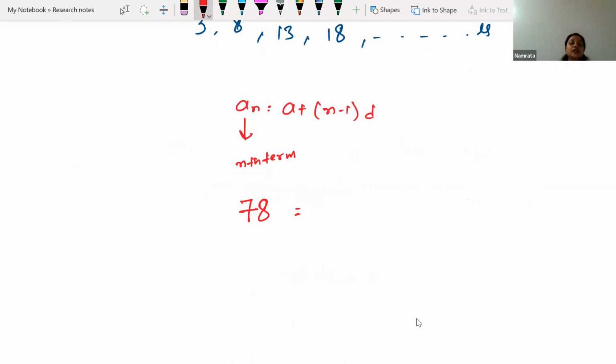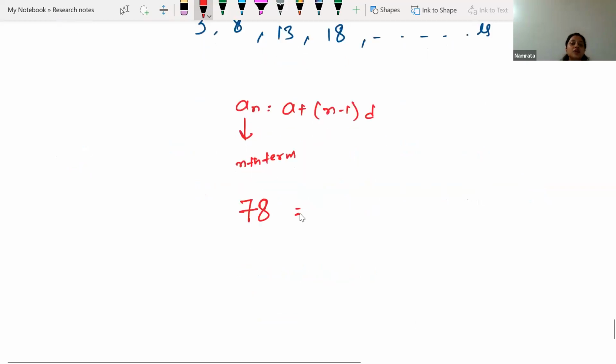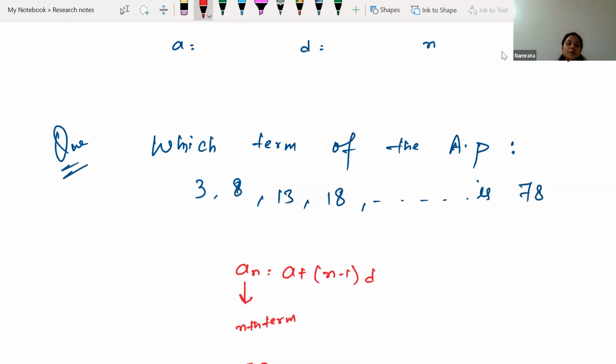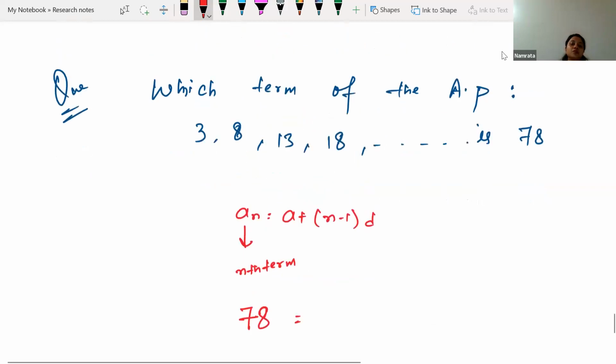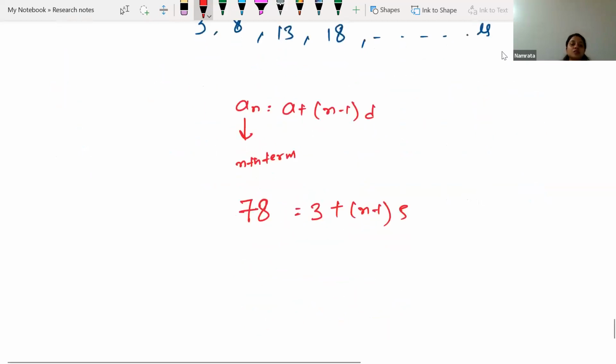A is 3 over here. What is the common difference over here? Anyone? What's the common difference? 5. Yes, it's 5. So I'm going to take 3 plus n minus 1 times 5. Let's solve it. So 78 minus 3, 75 is equals to n minus 1 times 5. Either you can apply the distributive property or you can send this 5 to the other side. Your wish, eventually by using any way you will land at the same answer.